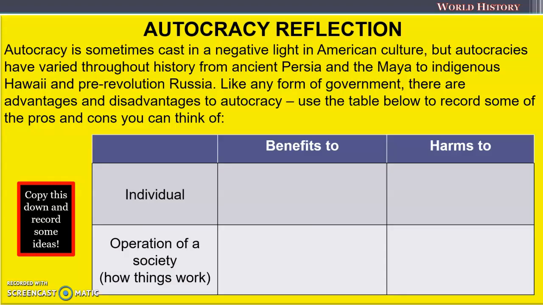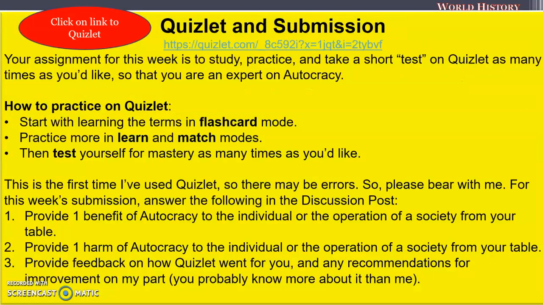Autocracy reflection. At this point, I would like you to make a table, and you are going to look at the benefits that autocracy can have as well as the harms. Again, there are benefits, and what would those be? How would they benefit the individual, and how might they benefit the operation of society? Let's look at those. So take some time to do that. I need to move on to the last slide here, and after you've done this, you'll be ready and prepared to do your submission for this week.